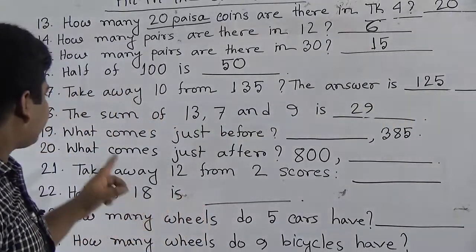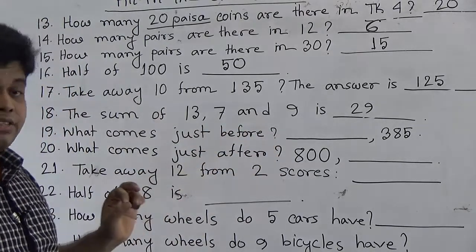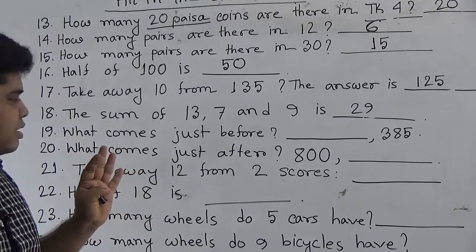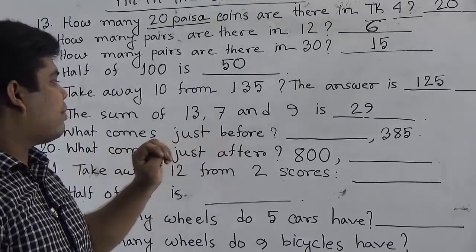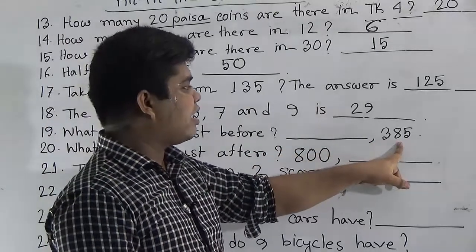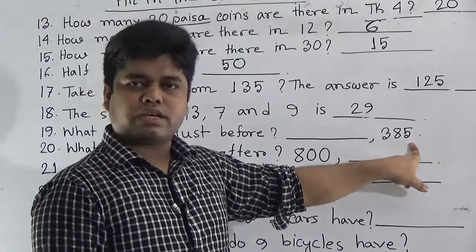Question is, what comes just before a number? My dear students, you have already learned a lot in our previous classes. What is the previous number? That means what is the just before number? That means here the number is 385. What is the just before number of 385?